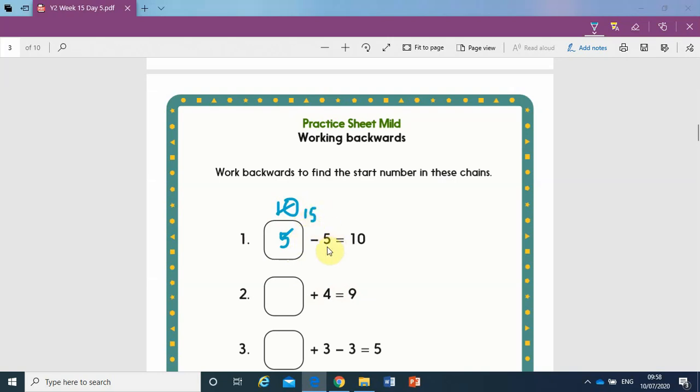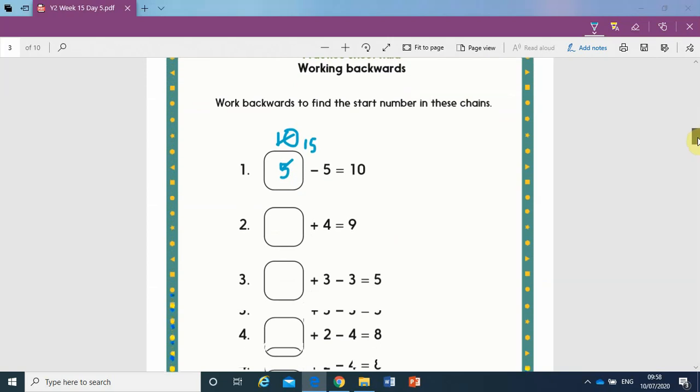Now, how would I work that out rather than just guessing numbers? Because that would be quite tricky. On this one, you could do 10, add 5 is 15. So that was a good way to do it. 10 add 5 is 15. So 15 take away 5 is 10. Link into our number families. Have a look at this one.